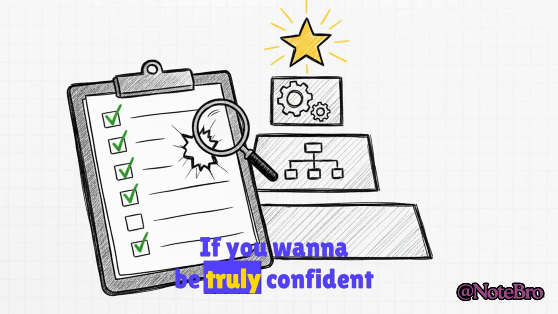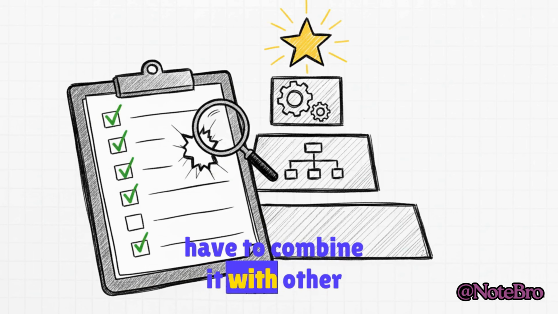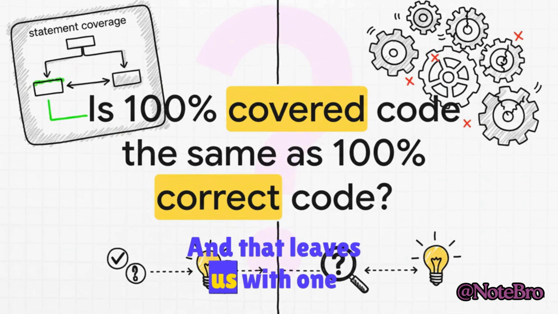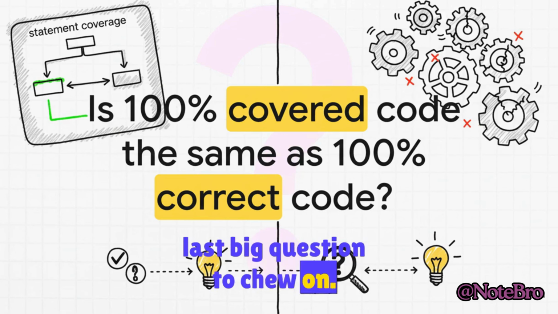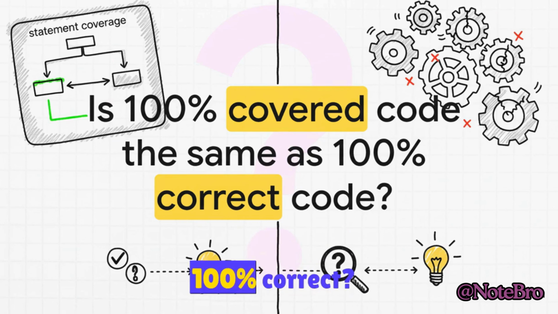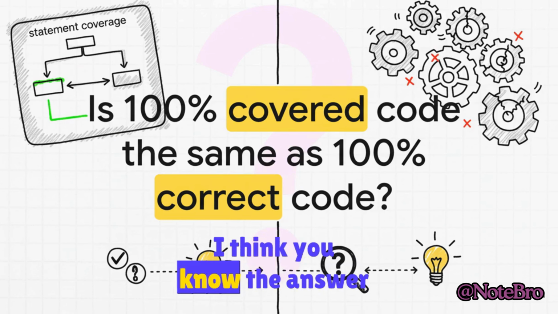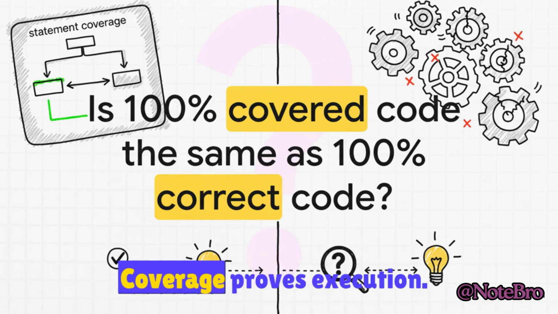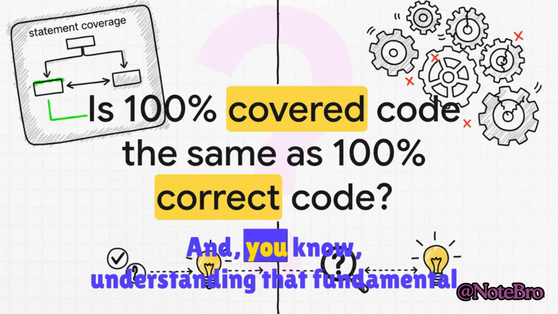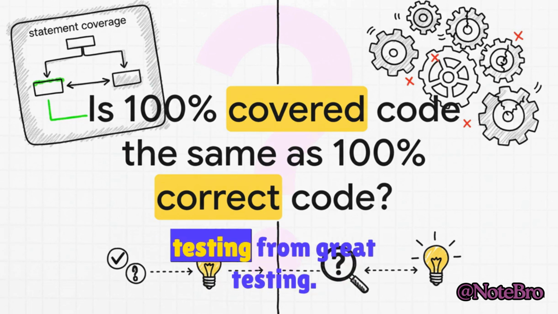If you want to be truly confident that your code is not just run, but that it's right, you have to combine it with other, more powerful metrics like decision coverage. And that leaves us with one last big question to chew on. Is code that's 100% covered the same as code that's 100% correct? And after everything we talked about, I think you know the answer is a resounding no. Coverage proves execution. It doesn't prove correctness. And understanding that fundamental difference, that's what really separates good testing from great testing.